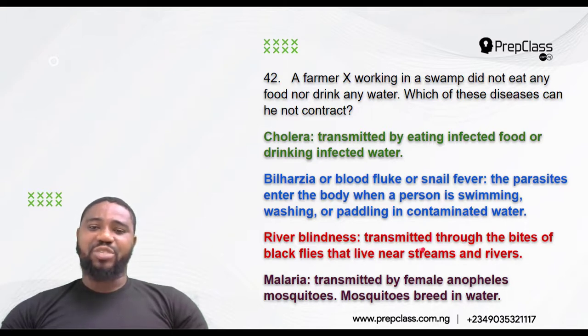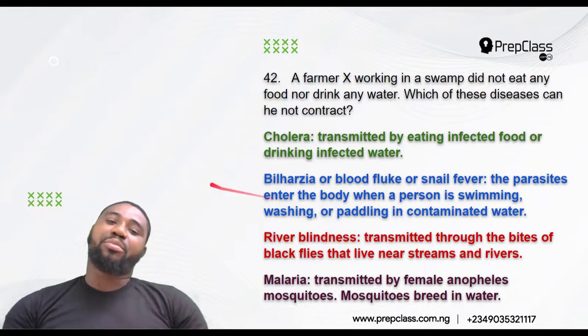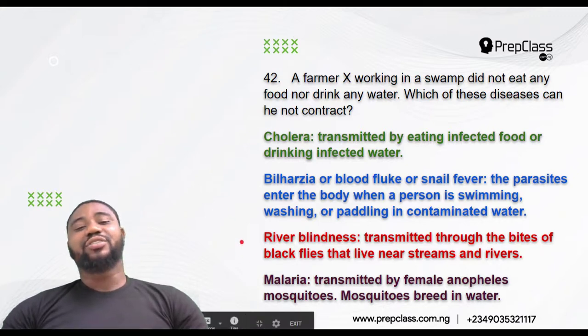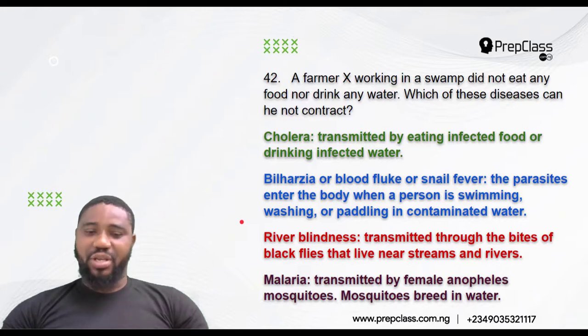River blindness. River blindness is transmitted through the bites of black flies that live near streams or rivers. If there are black flies in that area and they unfortunately bite the man, of course the man can contract river blindness. Malaria. Malaria is transmitted by a female anopheles mosquito breeding in water. If there are mosquitoes there, and I'm very sure that in most cases the probability of mosquitoes being there is not less than 90%. So if care is not taken, this man will be bitten by mosquitoes, and if they are infected, they will transmit Plasmodium parasite to him, which will cause what?